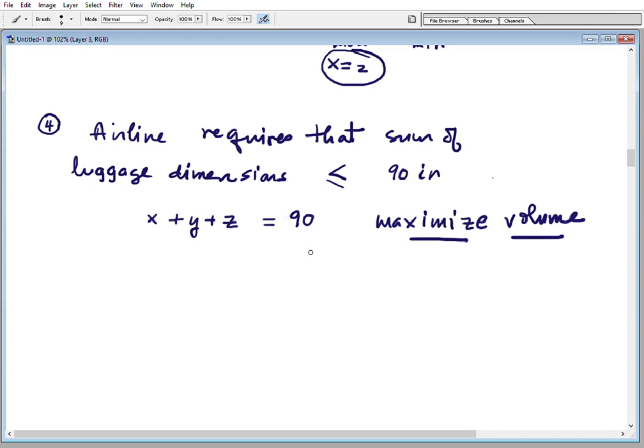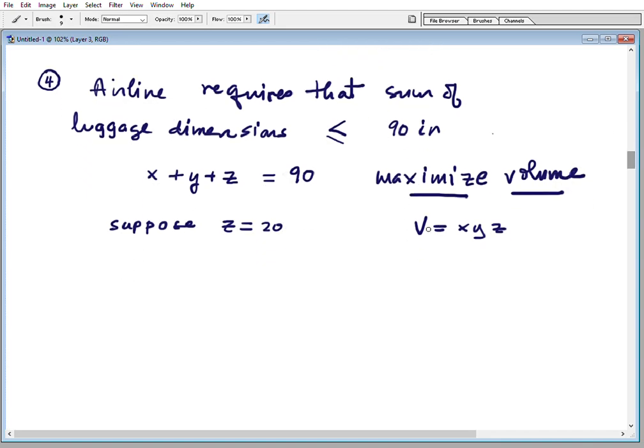We have 3 variables here, so I'm going to simplify the problem so that we only end up with 2 variables. We want to maximize the volume, and the volume is x, y, z. Now let's suppose the suitcases always have z as the depth of the suitcase. Suppose z is equal to 20 inches. Let's say they always come like that. So now we're down to x and y. So the volume is equal to 20xy.